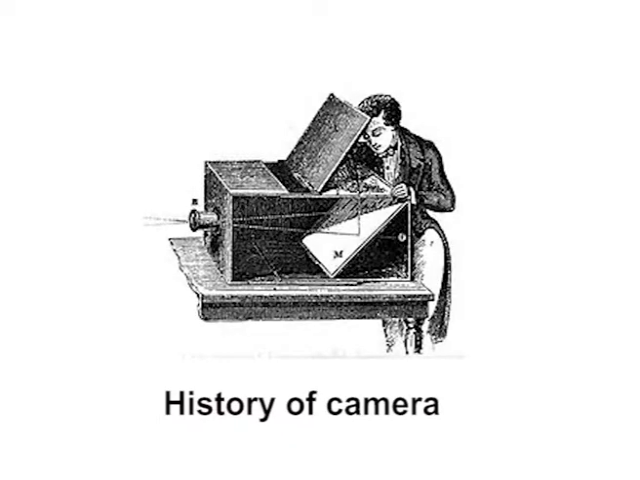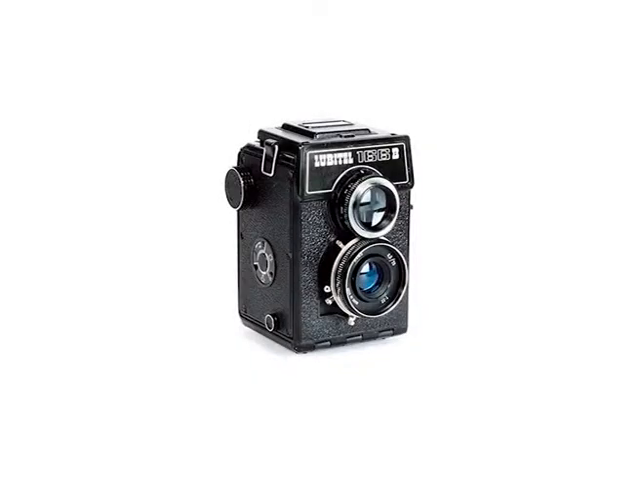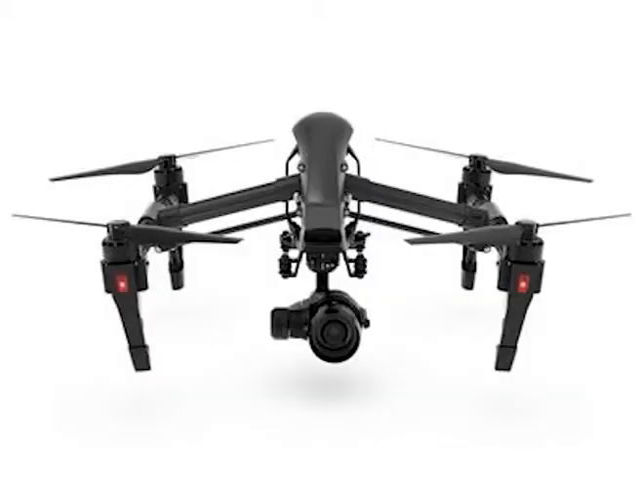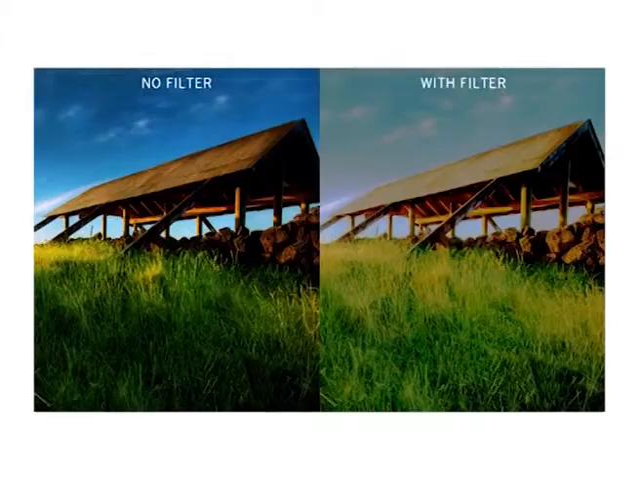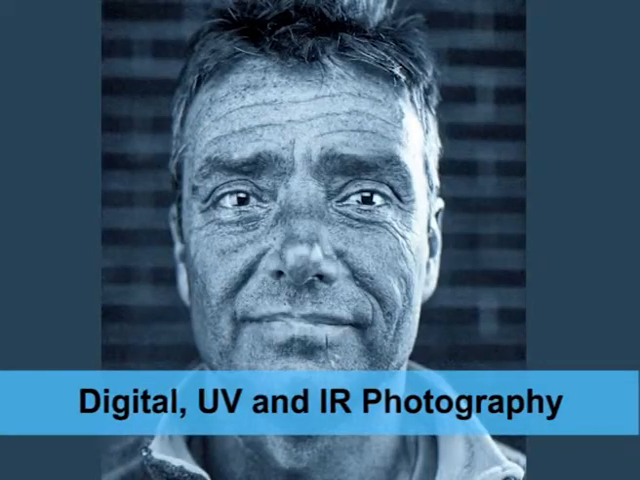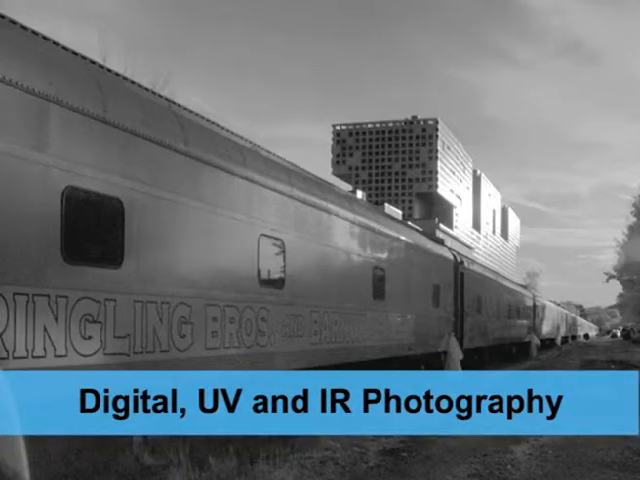Students, let us rewind. In the last lectures of photography, you were told about photography and the history of the camera, about light and terminologies used in photography. You also studied various types of cameras, lenses, filters and their types. So, today we will be dealing with digital, UV and IR photography.